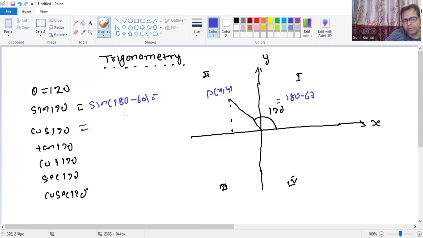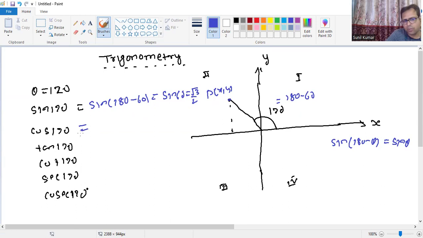We already studied the formula: sine of 180 minus theta is sin theta. We can use the same concept here. Sine 180 minus theta is sin theta, because in the second quadrant sine is positive. So this will be equivalent to sine 60. Sine 60 we saw in the last lecture and video is root 3 by 2. So we can say that sine 120 is equal to root 3 by 2.